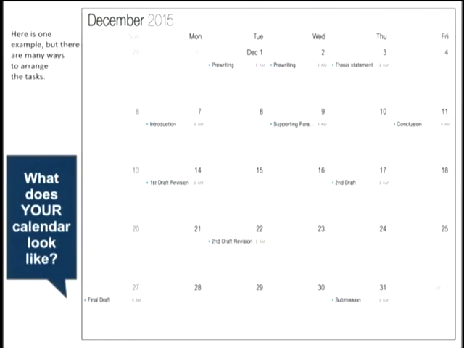We said, final draft right here. Second draft revision, second draft. The 14th, first draft revision. On the 11th, I want my conclusion done, supporting paragraphs, introduction. So this is the bulk of my actual writing process right here in the second week. And then thesis statement on the 3rd.